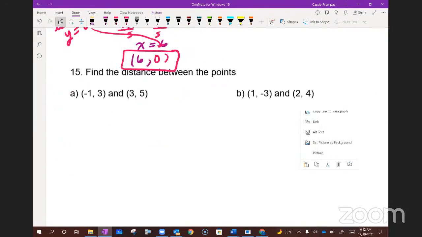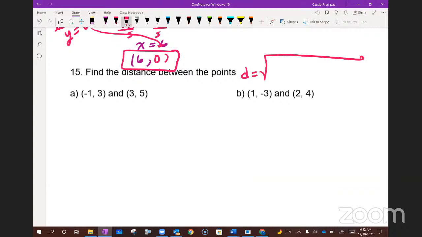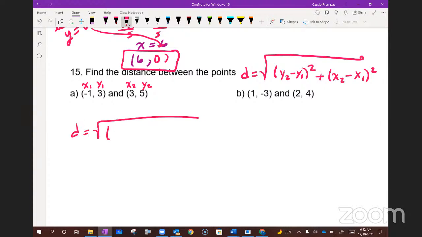Number 15, find the distance. I know the distance formula. If not, it can go on my handy dandy note card. So it's the square root of y2 minus y1 squared plus quantity x2 minus x1 squared. So here is my x1, y1. Here is my x2, y2. And I'm going to pop that in. Square root of quantity 5 minus 3 squared plus quantity 3 minus -1 squared.